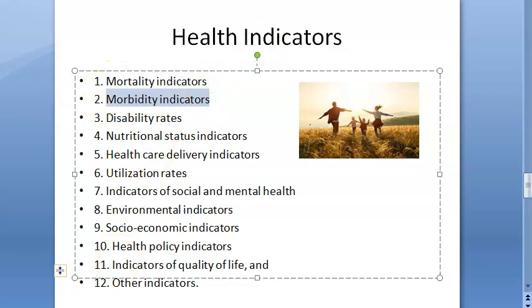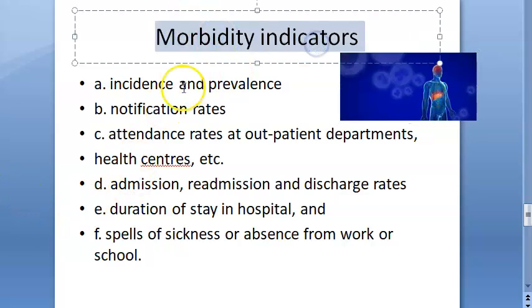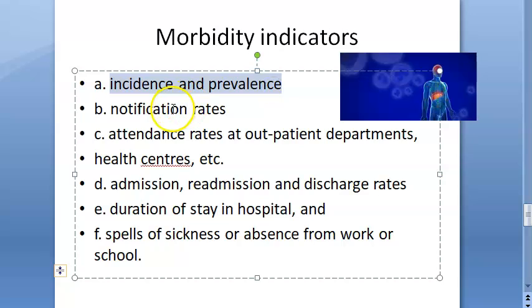Now let's move to morbidity indicators. This is more like ill health, disease. Let us say the mortality rate is less, but does that mean that people are living healthy? No. So you need a morbidity indicator also. Here you will see incidence of the disease, prevalence of the diseases, notification rates, and notifiable diseases, where the government should be getting information about these diseases.